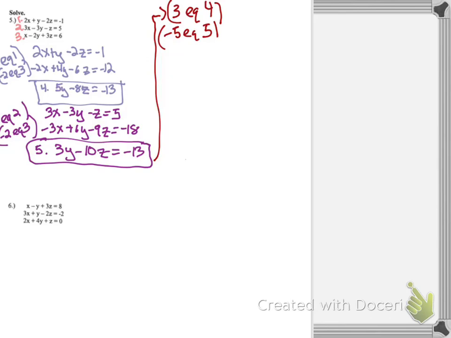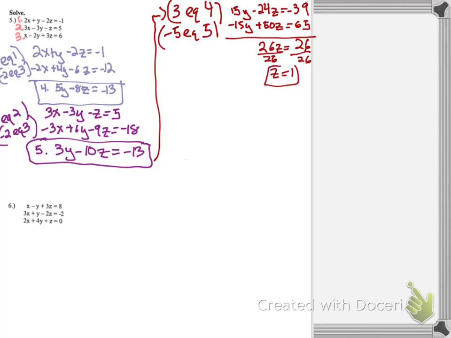And this gives me 15y minus 24z equals negative 39. And then over here we have negative 15y plus 50z equals 65. This gives me the y's cancel. We get 26z equals 26. Divide both sides by 26. We see that z equals 1.